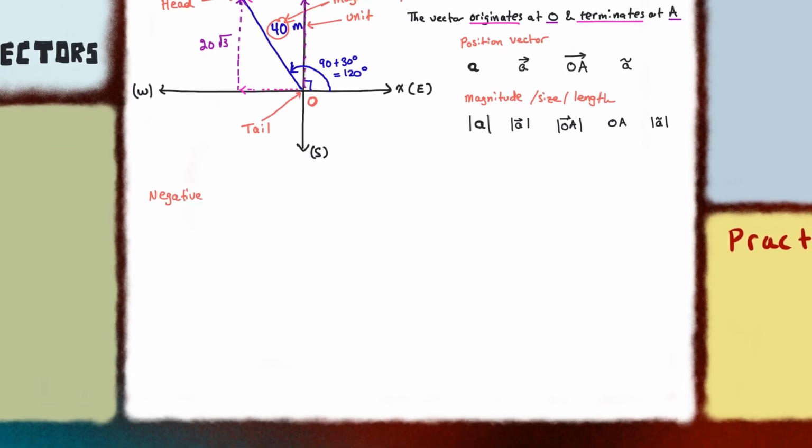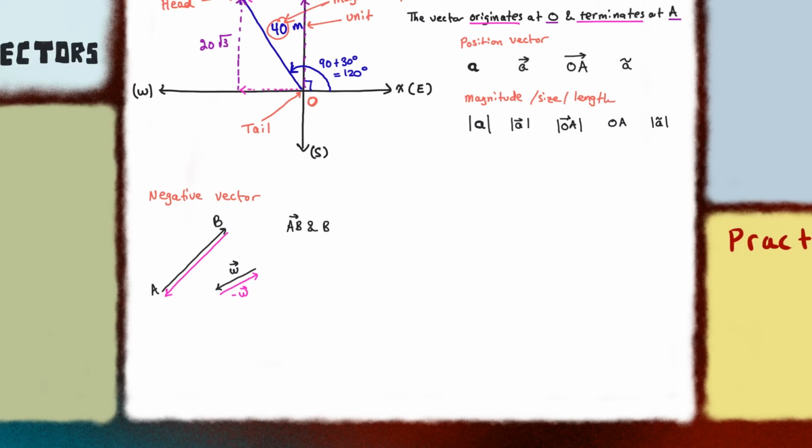Now let's look at negative vectors. In the example that we have here, we have vector AB, and a negative vector to that would be a vector BA. It originates at B and then goes towards the direction of A, so it's in the exact opposite direction. W and negative W vectors are also shown.